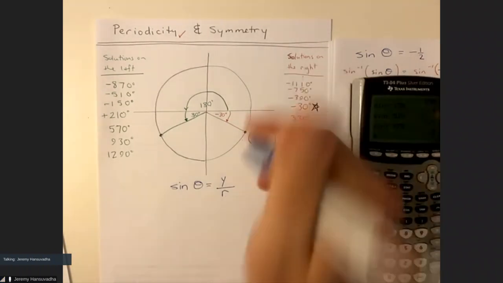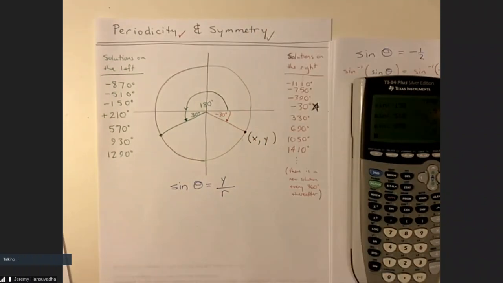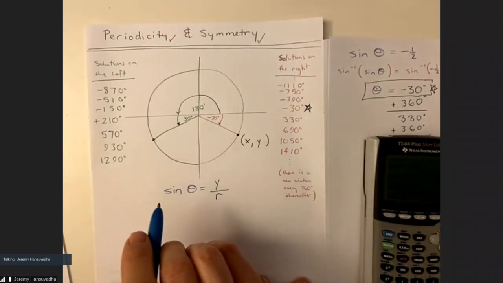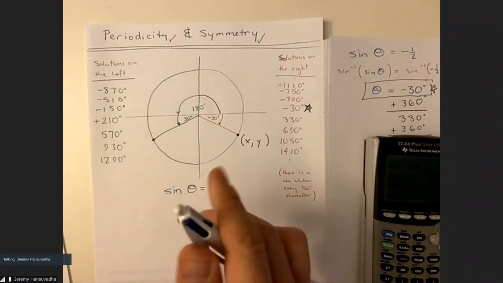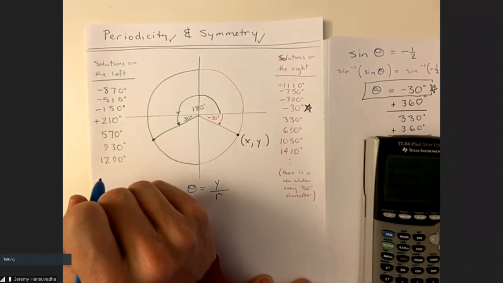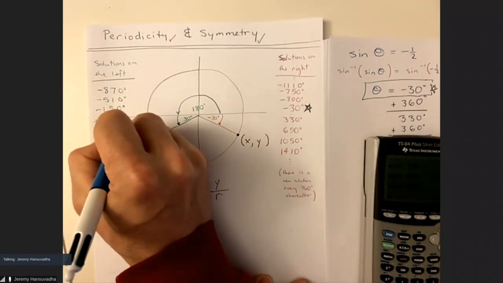So if you really want to show off some extra knowledge, you could also say, hey, wait a second. There is symmetry right here. So we have the symmetry of, let's say, 210.